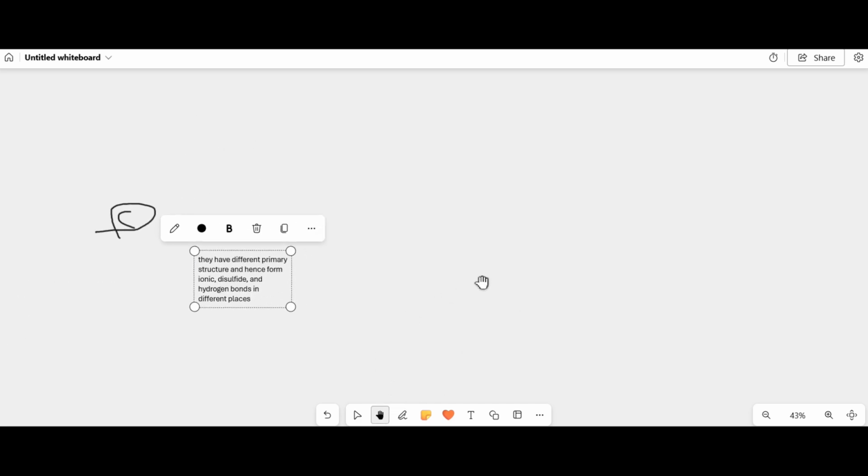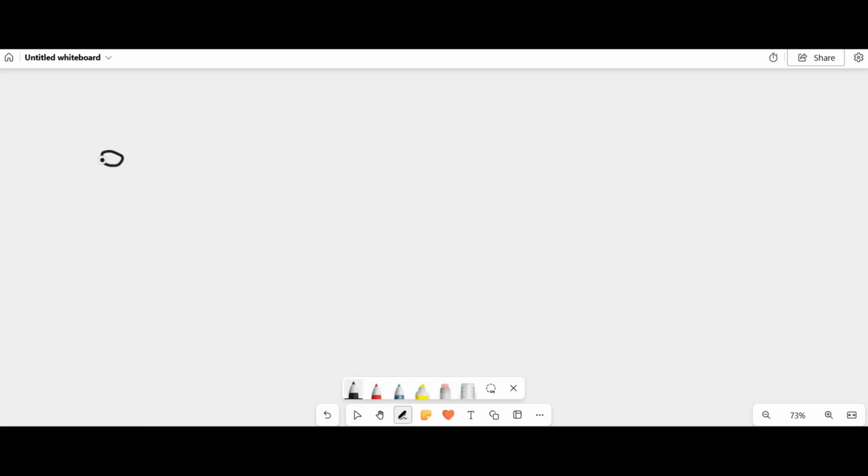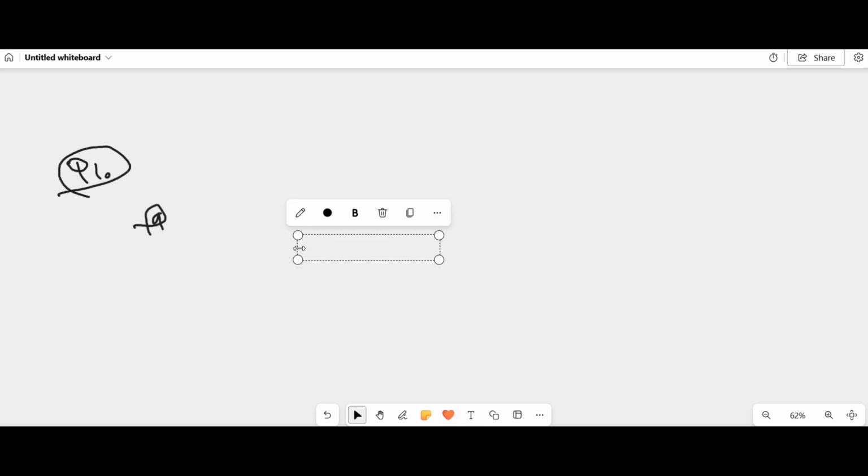Question 10A. Formation of an enzyme substrate complex increases the rate of reaction. Explain why. 2 marks here, easy. It reduces the activation energy due to stress on the bonds. That's it.